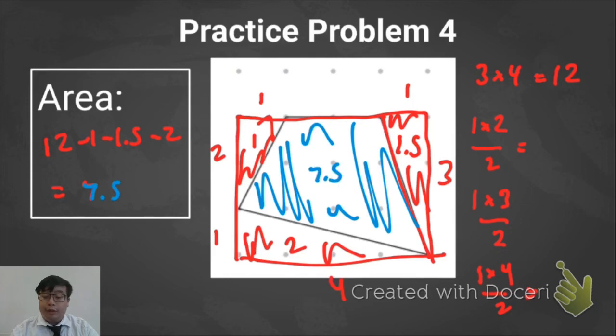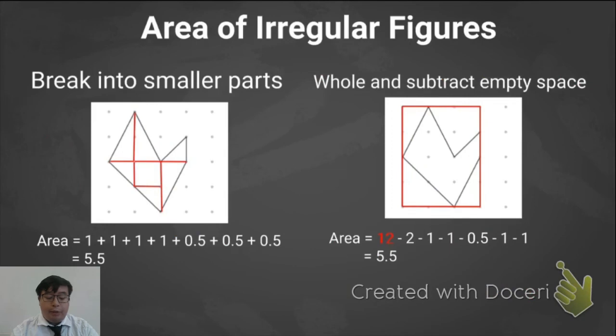So we have two strategies for finding the area of shapes. We can take an irregular figure and break it down into smaller parts, or we can take the area of the whole space and subtract the empty space.